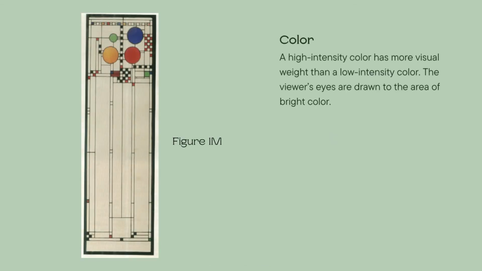And then there's color. A high intensity color has more visual weight than a low intensity color. The viewer's eyes are drawn to the area of bright color. So, what does this mean in terms of balance? It means that a small area of bright color is able to balance a large area of a dull, more neutral color, as seen in the stained glass window in this figure.